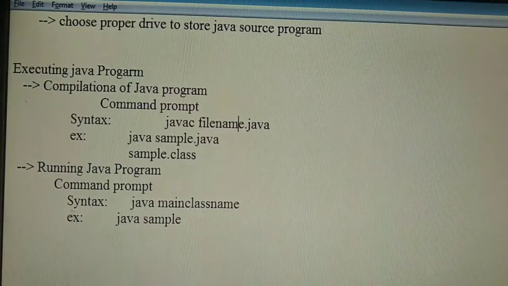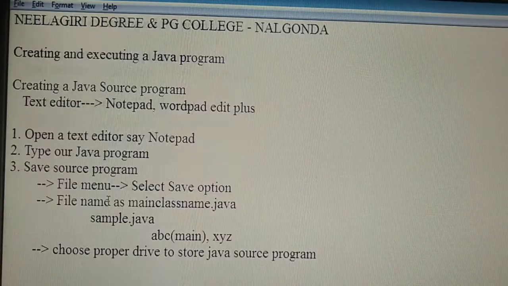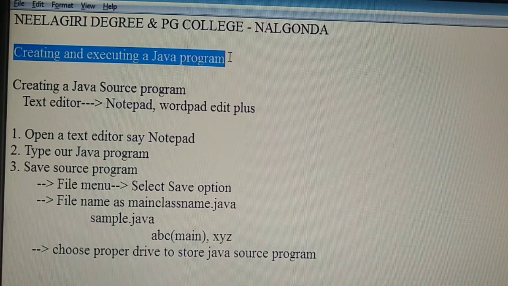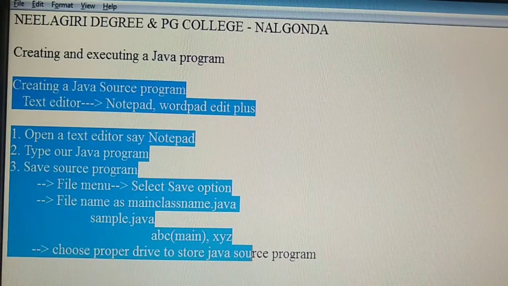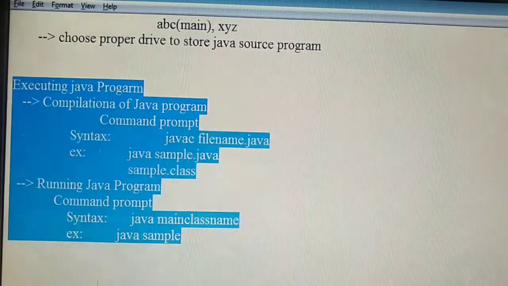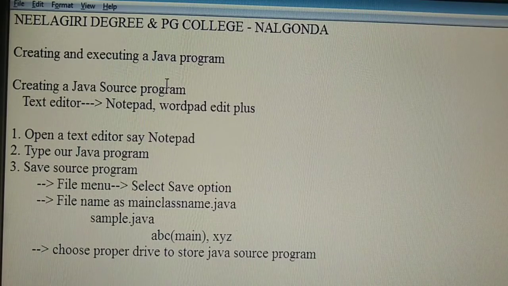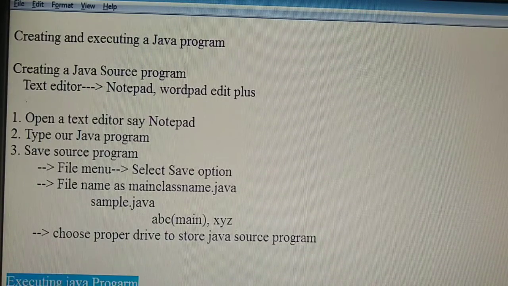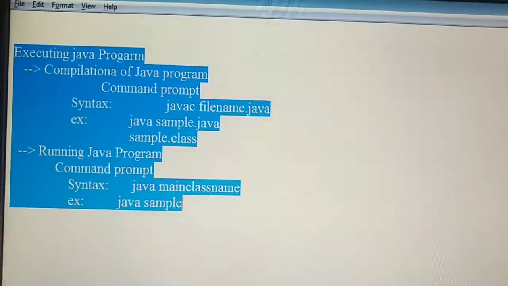So this is our today's class. What have we seen in today's class? Creating and executing a Java program. These are the steps to create and run a Java program. Just write down these notes in your notebook.